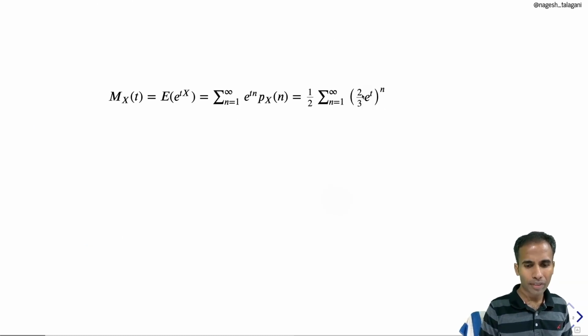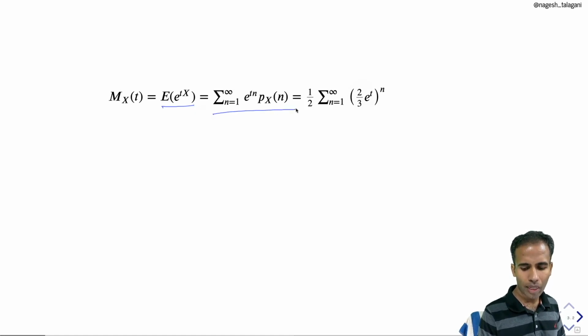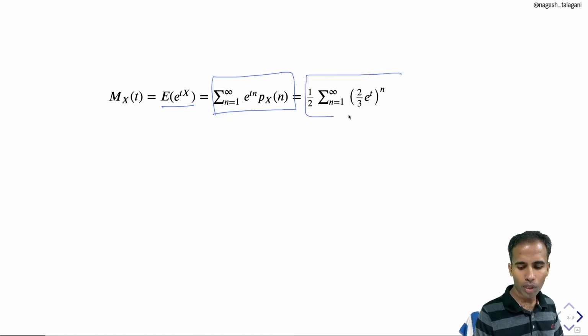MGF of X, M_X(t), by definition is the expectation of e to the power tX, that is the summation n equal to 1 to infinity of e to the power tn times the PMF of X at n. Again we end up with the same summation as above, which is 1/2 times the summation n equal to 1 to infinity of (2/3 e^t) to the power of n.